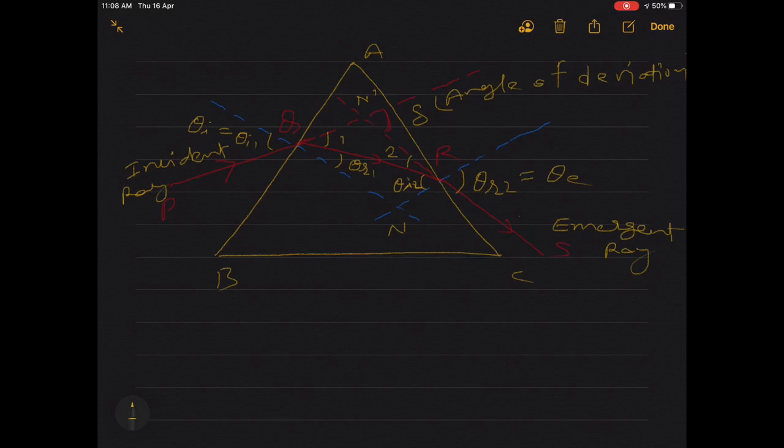If we use the angle sum property in triangle QNR, then we can write theta R1 plus theta I2 plus angle N is equal to 180 degrees.